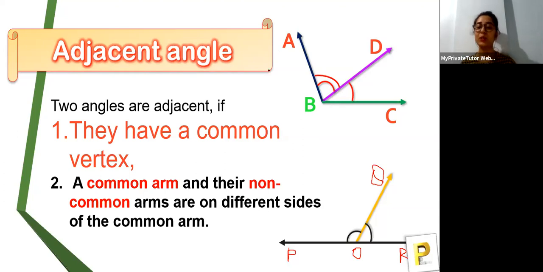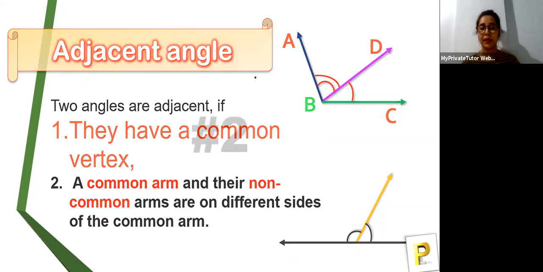Okay, yes. So these two angles, POQ and ROQ, both of the angles are adjacent angles because they have a common vertex, which is O, and they have a common arm, that is OQ, and they have non-common arms which are on different sides of the common arm.